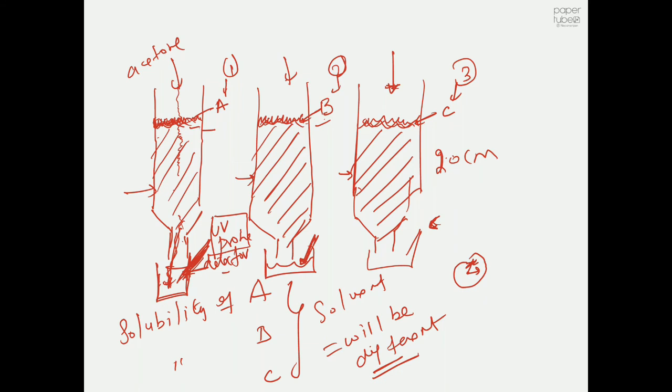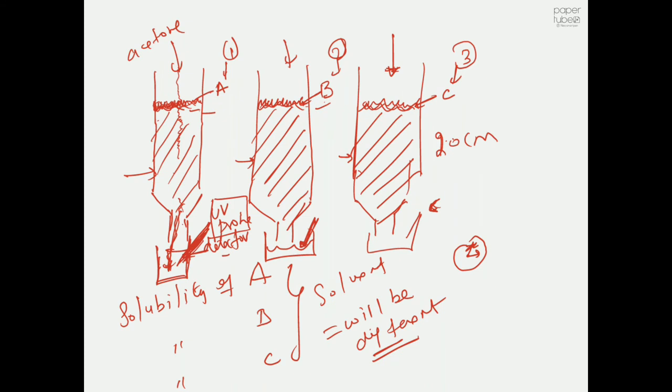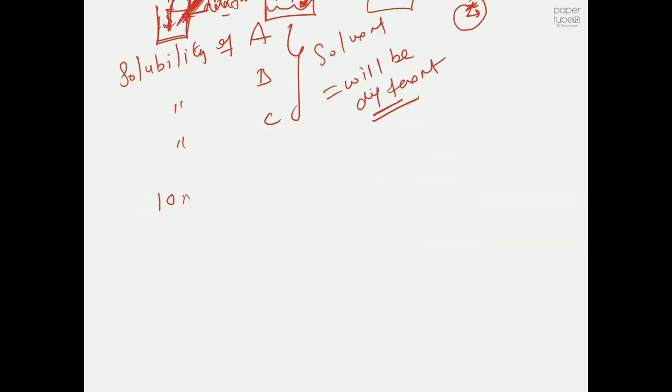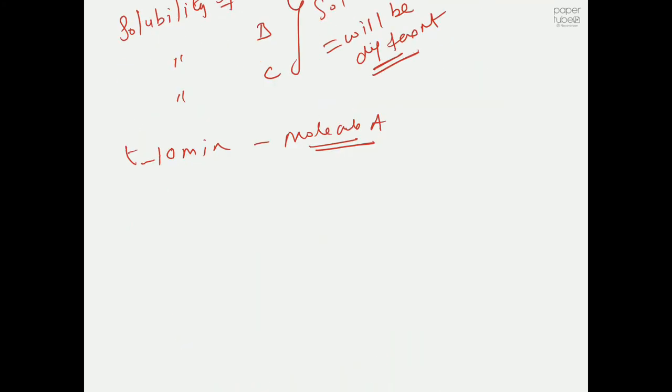So let's assume at time t equal to 10 minutes, we observed molecule A reached the column exit, and say at t equal to 60 minutes, molecule B reached the column exit, and somewhere around 80-90 minutes, molecule C reached the column exit.